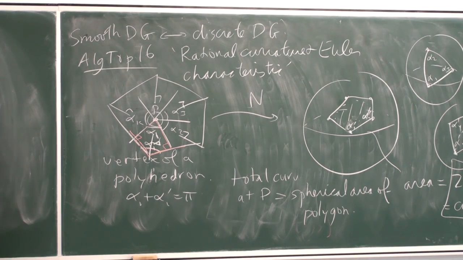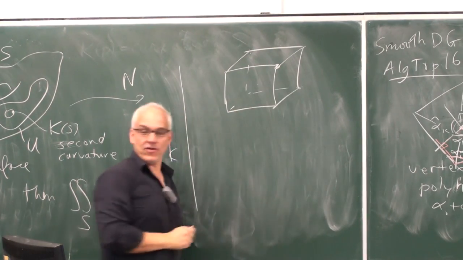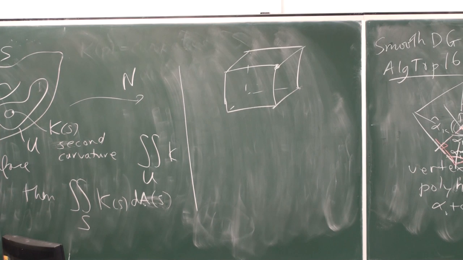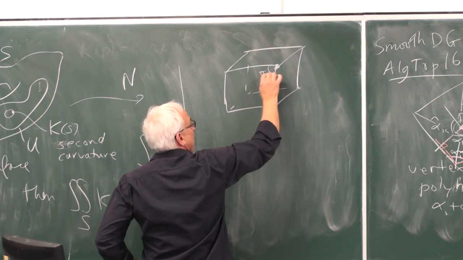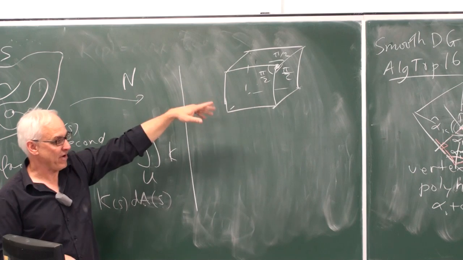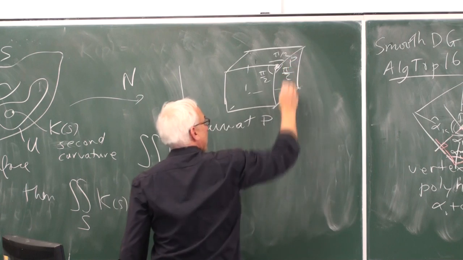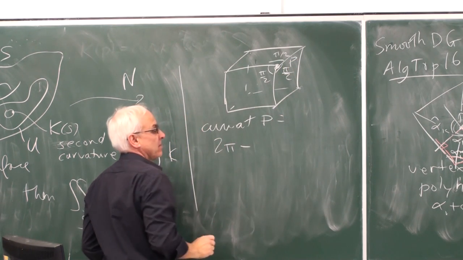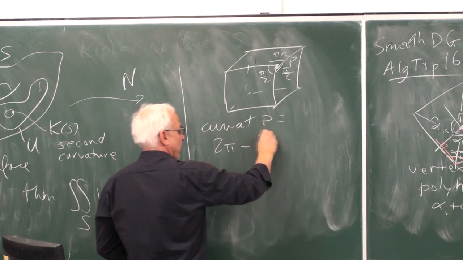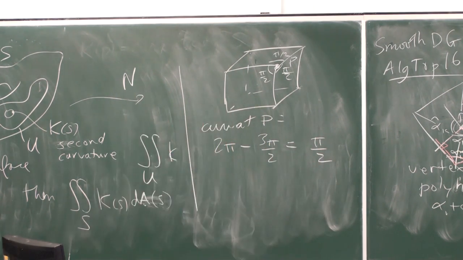So for example, if you had a cube, and we're looking at one of these vertices here and ask how much curvature is there at such a vertex? Well, we have 3 sides, each with an angle of pi by 2, the alpha i's, and so the curvature at a vertex P will be 2 pi minus 3 pi over 2, for a total of pi over 2. So the curvature at P is pi over 2.